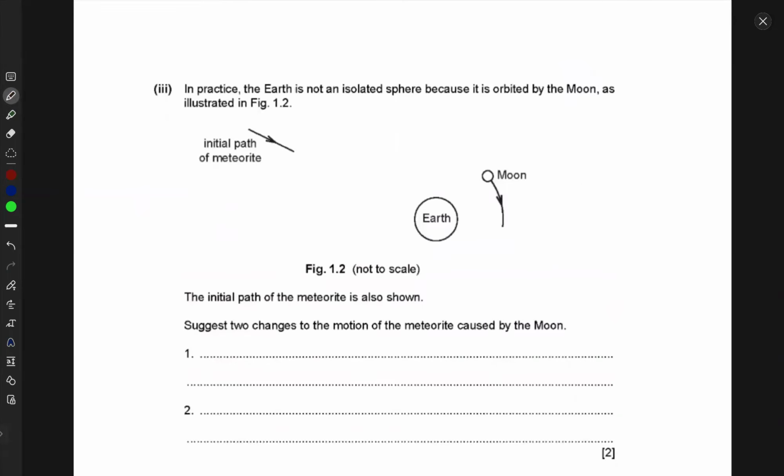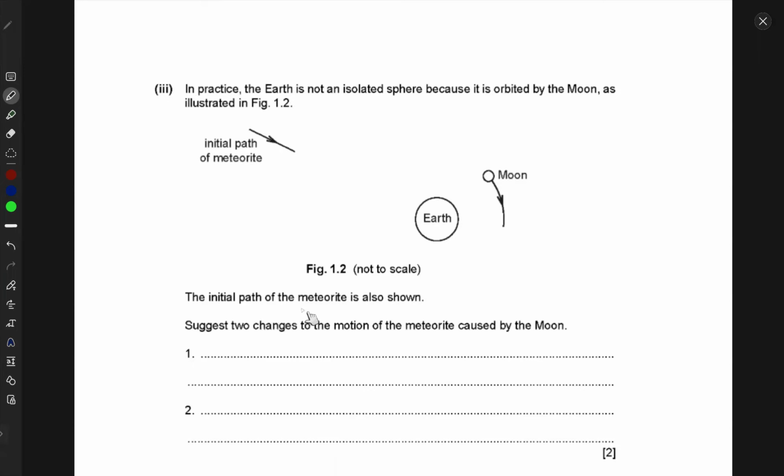And here we have that in practice, the Earth is not an isolated sphere. That's true, because it is orbited by the moon, as illustrated like this. So of course there is this moon which orbits the Earth. So that means that the Earth is not just isolated, it will also experience the force of gravity due to this moon.